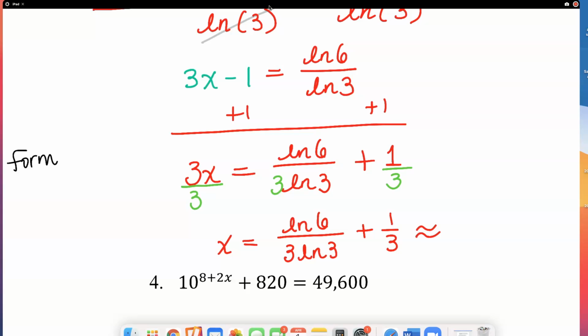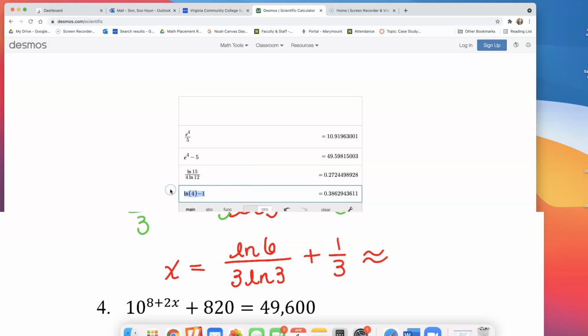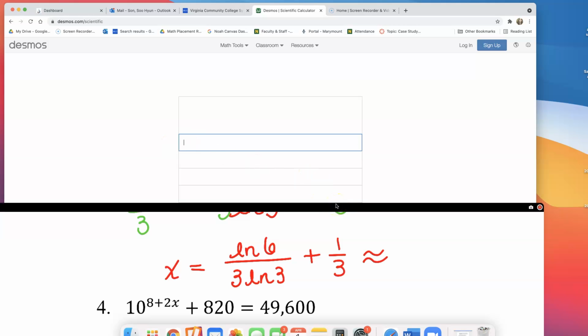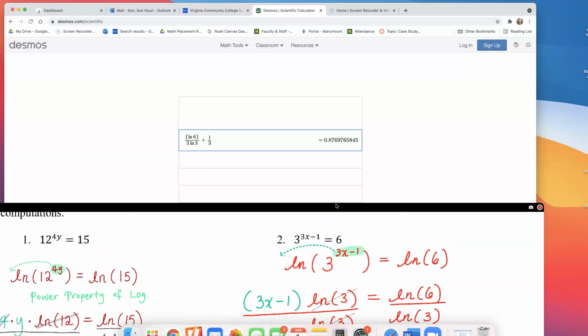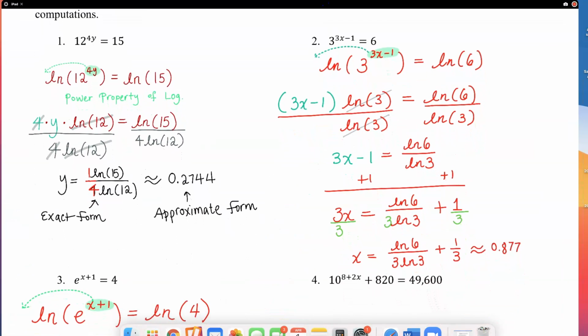I'm going to go in and now type this into a calculator so that we can get a decimal approximation. I'll type in natural log of 6 divided by 3 natural log of 3, and then plus 1/3. And that comes out to be a decimal 0.87. I'll go ahead and round it to 3 decimal places instead of that awkward 0 at the end. So we solved one where we just take natural log of both sides and then go with the power property. And this is really how I solve almost any exponential equation.